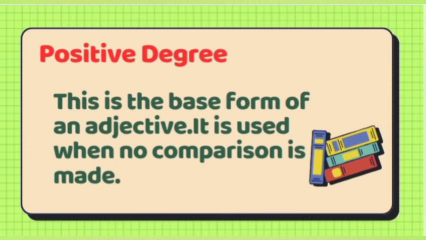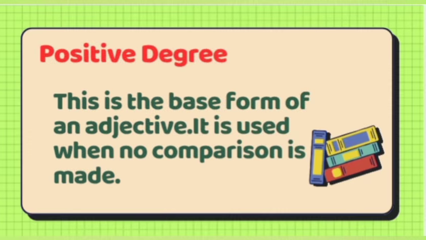Positive degree. This is the base form of an adjective. It is used when no comparison is made. Now this positive degree is the base form. What is base form? The original form of the adjective without any adjustment or alteration being made. This is the main form of the adjective.